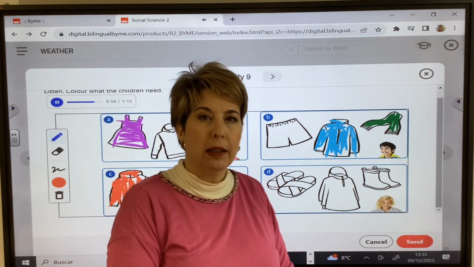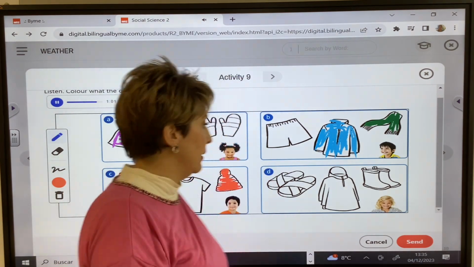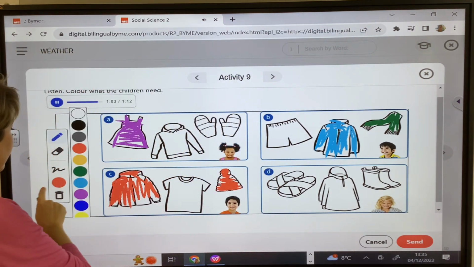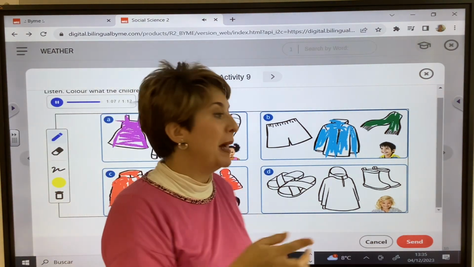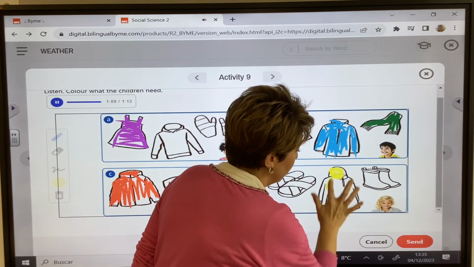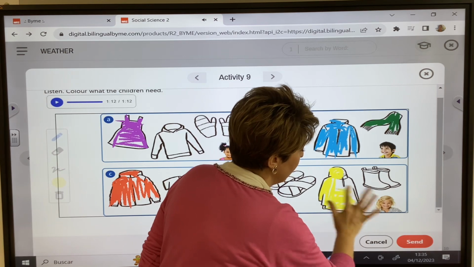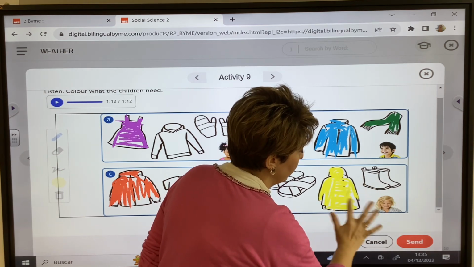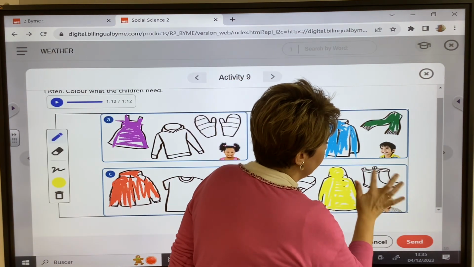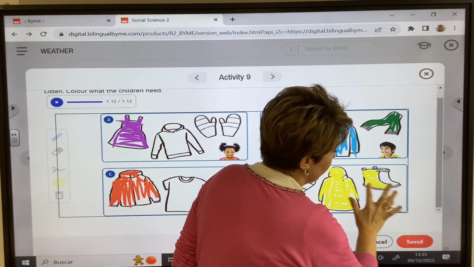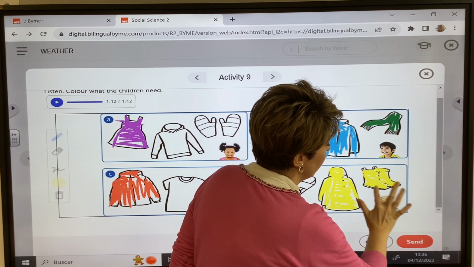What can I wear here? It's stormy, stormy. I would wear my raincoat. Whoa, it's rainy. It's such horrible weather. My raincoat and my wellies to protect myself from the rain, from the water.